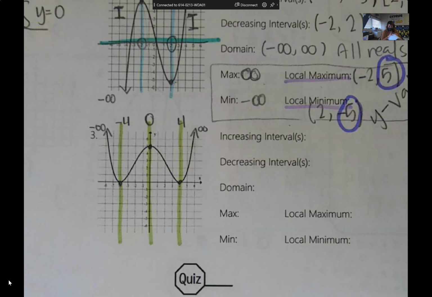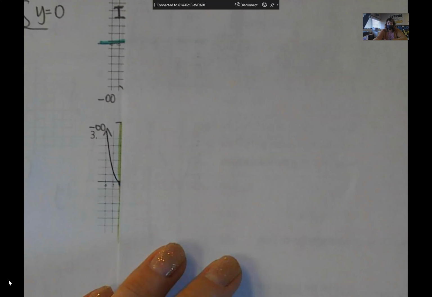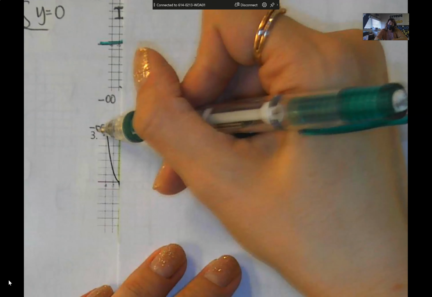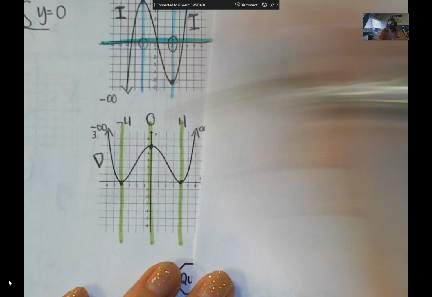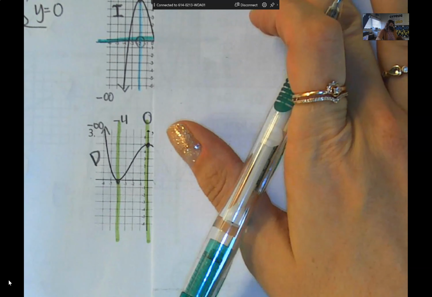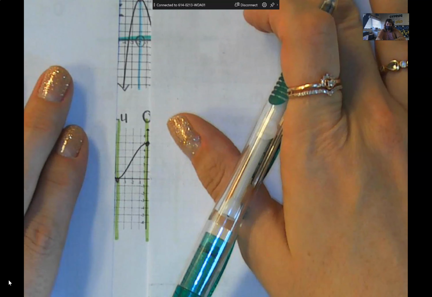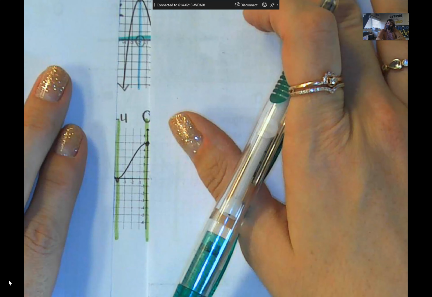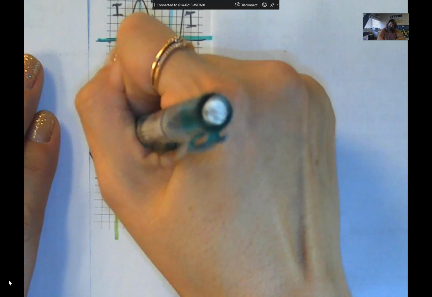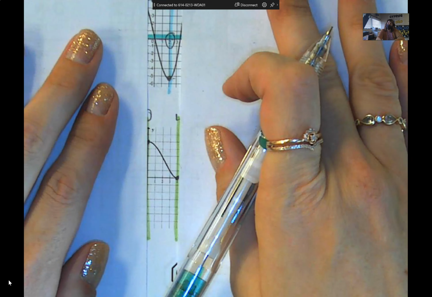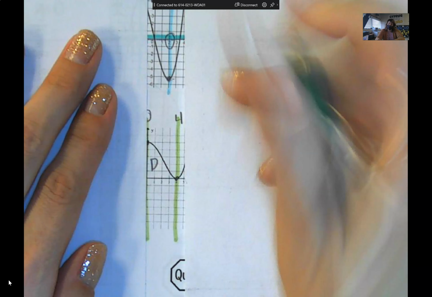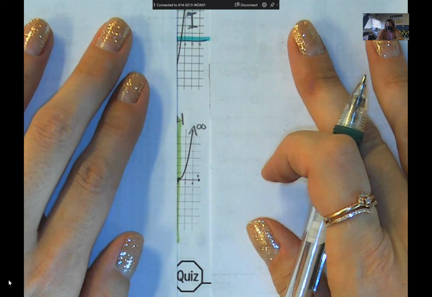Now I'll get out my paper again. We'll look at it. Okay, this first section, what's he doing? Decreasing. If you move from the arrow over to the right, he's going down. So this first section is decreasing. Okay, now we got this guy. As you move left to right, what's he doing? Increasing. Now we got this guy, decreasing. And lastly, increasing.